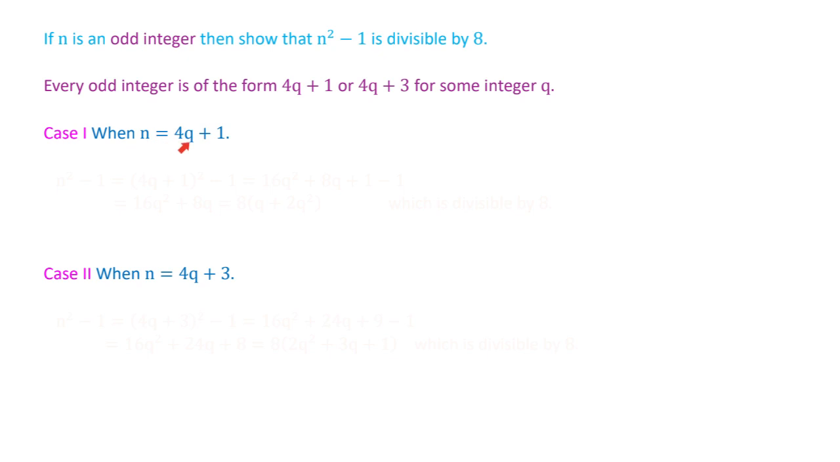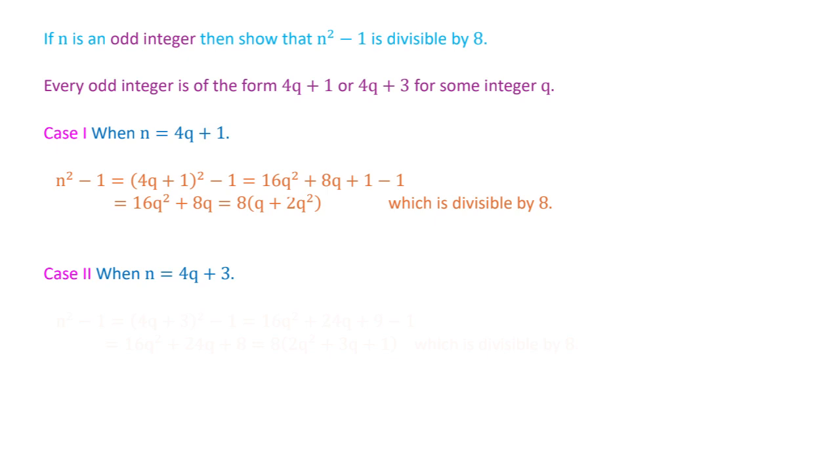We have the value of n equal to 4q plus 1. We are going to calculate the value of n square minus 1. When we substitute n equal to 4q plus 1, we get 4q plus 1 whole square minus 1. When you open this square, you get 16q square plus 8q plus 1 minus 1. The 1 and minus 1 get cancelled, and we are left with 16q square plus 8q. If we take 8 common from both these terms, we are left with 8 times q plus 2q square, and clearly this term is divisible by 8.